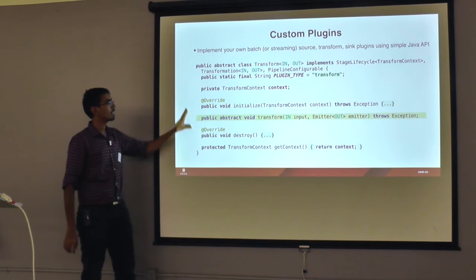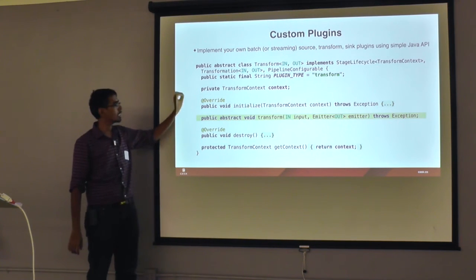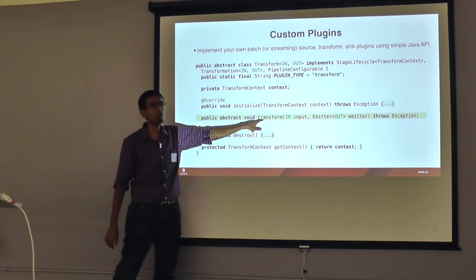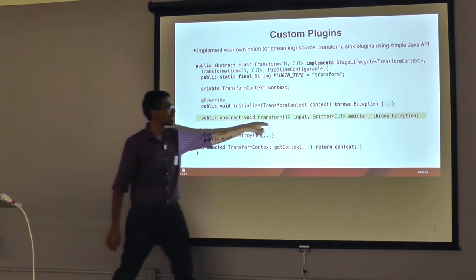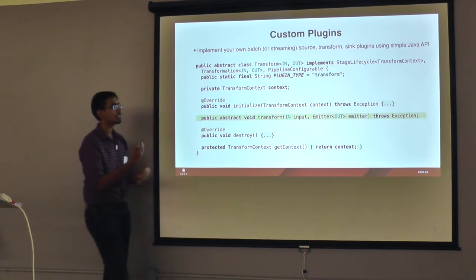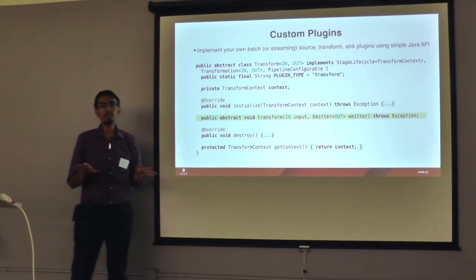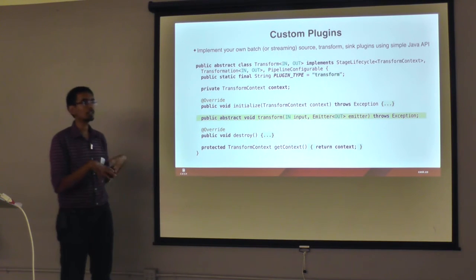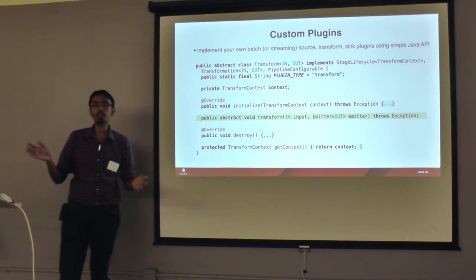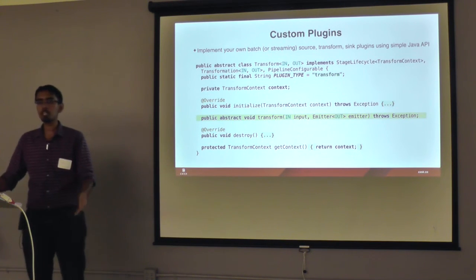So this is just an abstract class, and you just need to extend this particular class and implement this transform method. You get a particular input and then you have an emitter where you can emit the processed data. So you just need to implement this function and that's it, and your plugin is done. You can just add it to the platform, and once you have created this plugin, you can make it available to all the developers in your company.